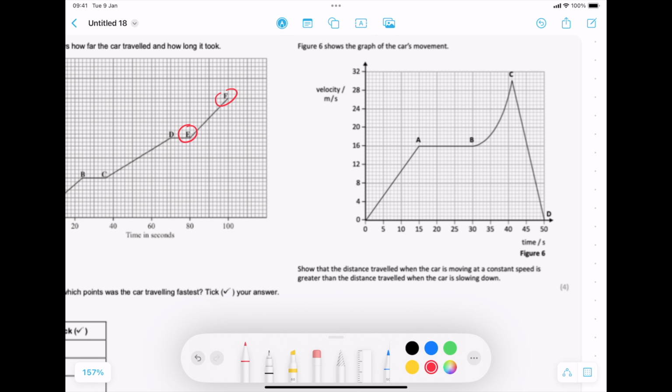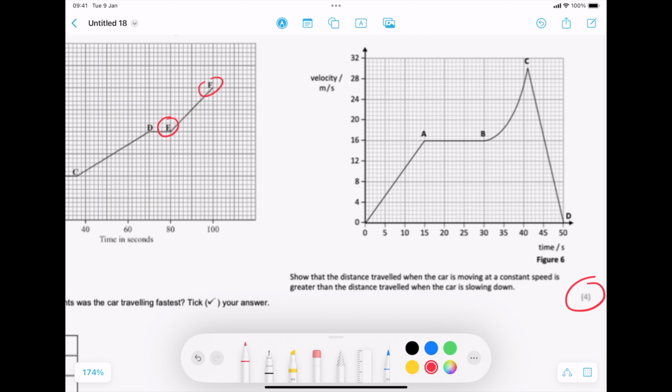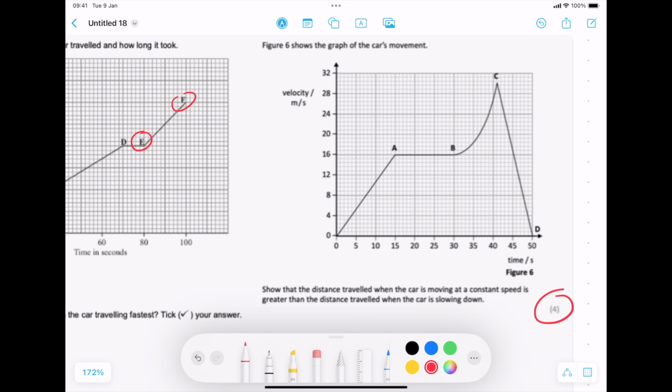Now this one's a little bit more involved, and you can see that from the number of marks involved, 4 marks. So figure 6 shows the graph of the car's movement. Show that the distance travelled when the car is moving at constant speed is greater than the distance travelled when the car is slowing down. First of all, we need to locate where the car is moving at constant speed. So again, what I discussed in the previous video is that when you see a horizontal straight line on a velocity time graph, that indicates when the car is moving at a constant speed.